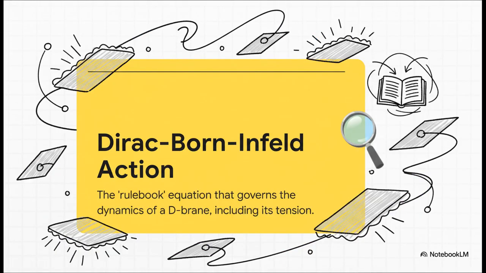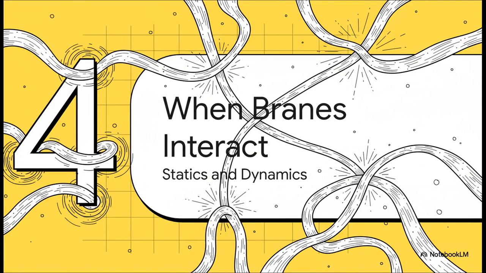Okay, so charge tells us how a brane affects everything around it. But what tells the brane itself how to move? Well, that's governed by its action. And for D-branes, we use the Dirac-Born-Infeld action, or DBI action. We don't need to get into the messy details of the equation, but you can just think of it as the ultimate rulebook. It contains all the info about the brane's tension and exactly how it should respond to all the forces in space-time.